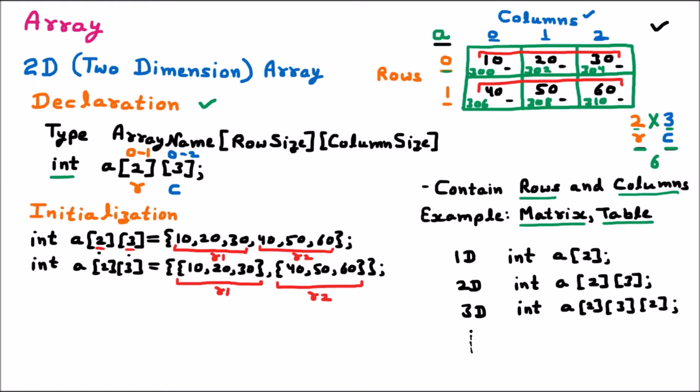There is one more way of writing this. You can simply write, let's say, int, then afterward a, 2, 3. We know that 2 is the first dimension, 3 is the second dimension, meaning row and column.